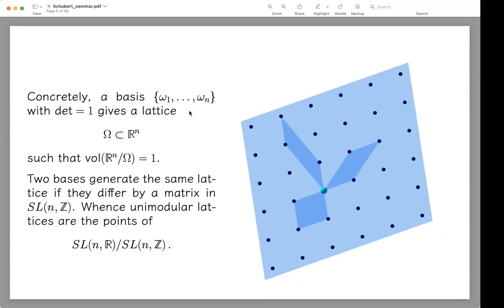And then the two such sets of vectors generate the same lattice if and only if they differ by a matrix in SL_n(Z). And so therefore, unimodular lattices correspond to the points of this quotient, if I take SL_n(R) by SL_n(Z).